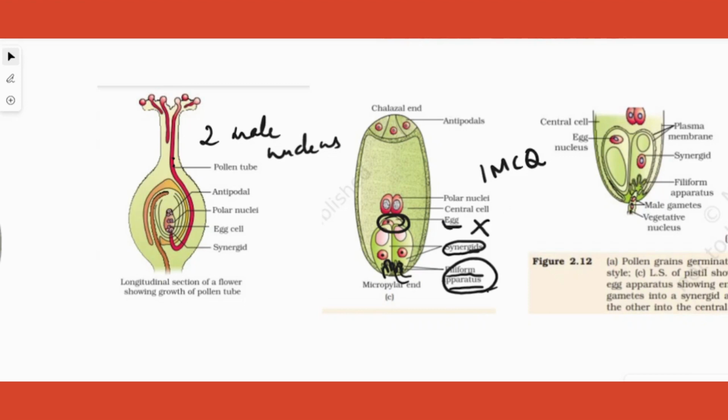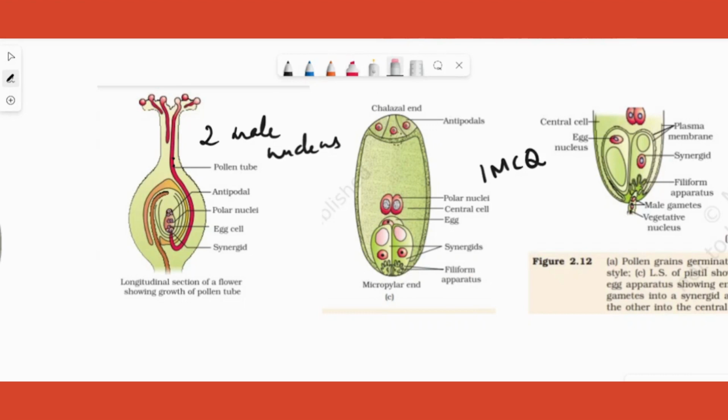It doesn't enter into the egg. Instead, it goes into the synergid. From the synergid, where does it go? From the synergid, it directly goes into the egg, like so. And one of the male nucleus, I told you there are two male nucleus generated from the generative nucleus, I hope you remember that, fuses with the egg, like so. And the other male nucleus goes and fuses with the polar nuclei.